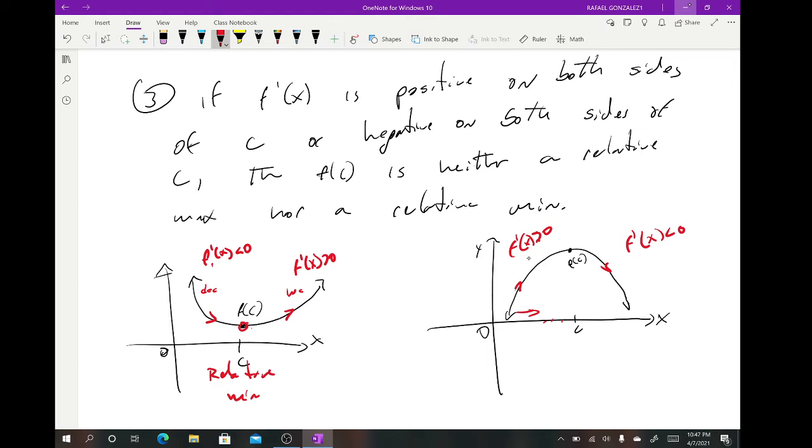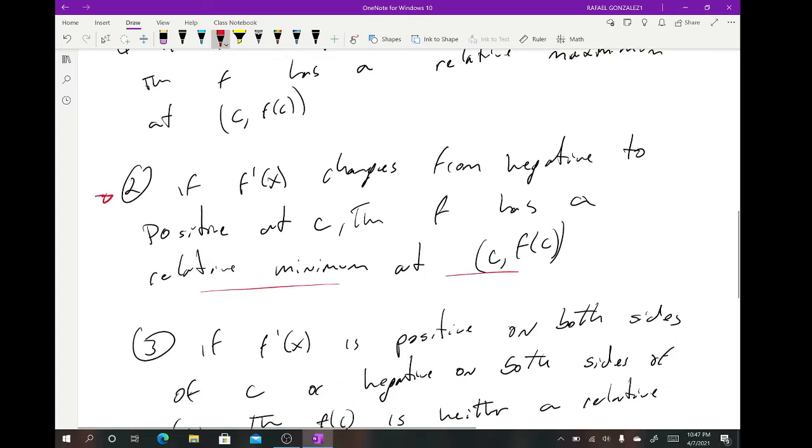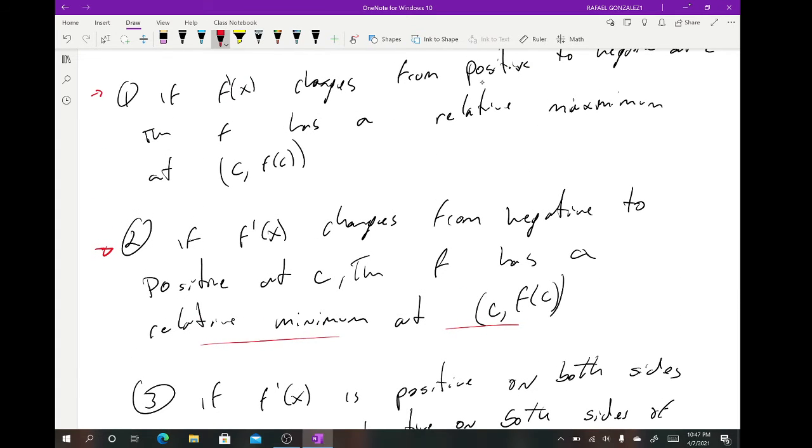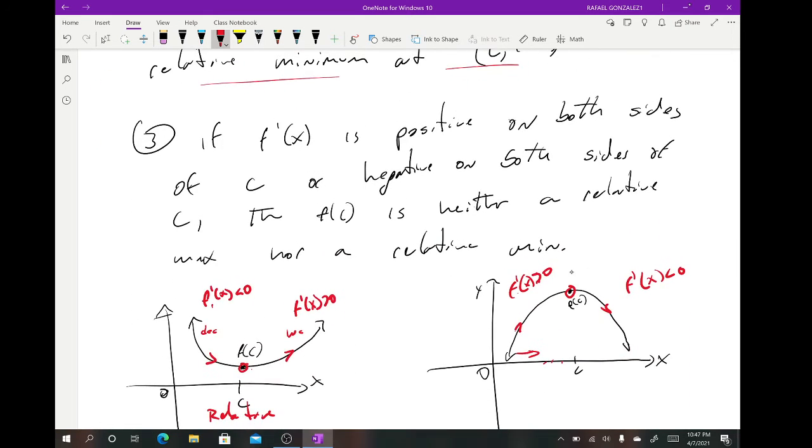And because the derivative is going from positive to negative, then by number 1, because the derivative is changed from positive to negative, we have a relative maximum at this point up here. So this is a relative max.